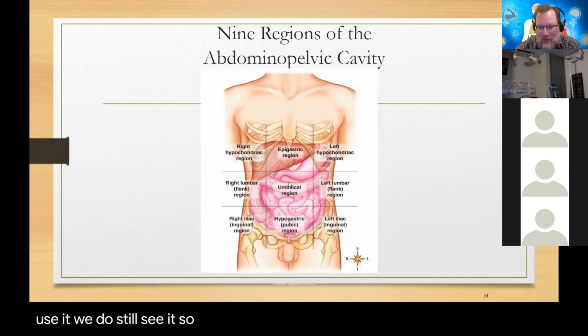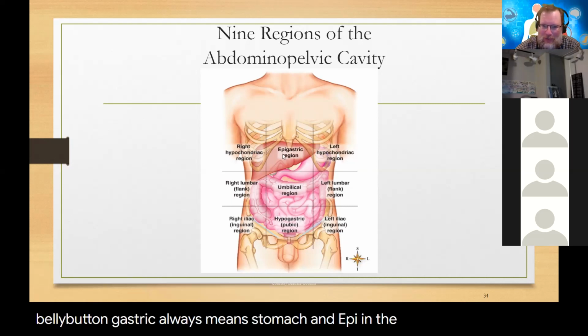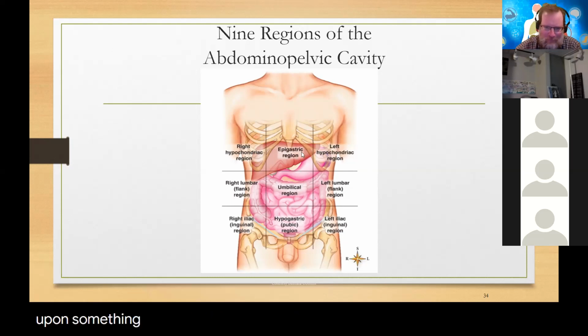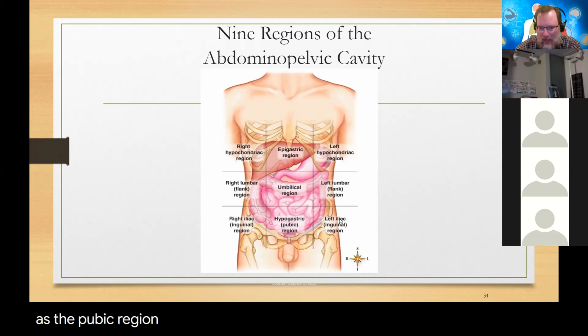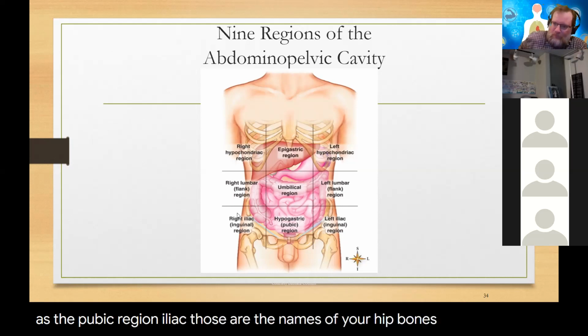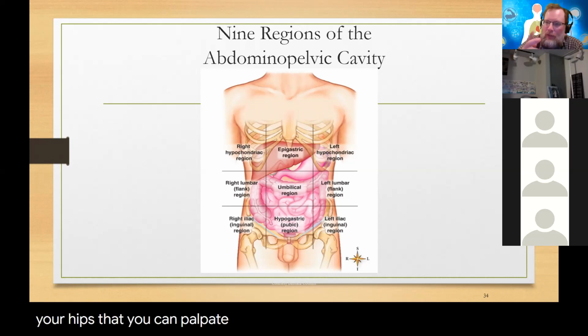So know these terms. We know umbilical means belly button. Gastric always means stomach, and epi in the front as a prefix means upon something. So this means upon the stomach. Hypo means below, so below the stomach. This is also known as the pubic region. Iliac, those are the names of your hip bones. Your hips that you can palpate, those are called the iliac region, or the iliac portions of your hips.